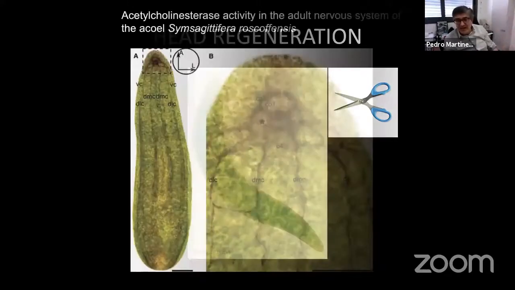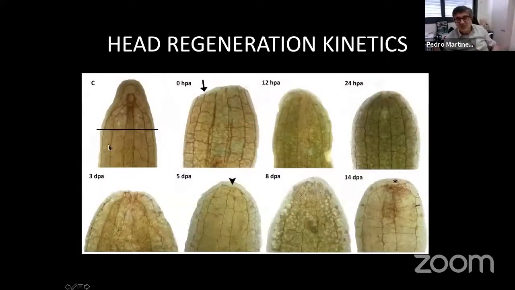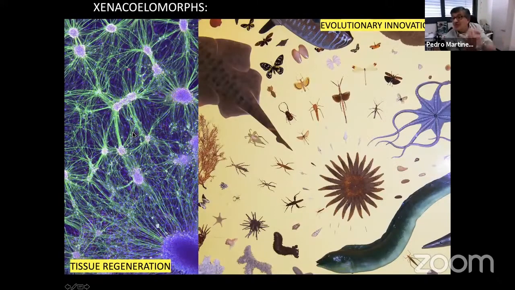This is another line of research we are following. But the important thing is, we are analyzing a process like regeneration, which is very interesting. And I wanted to finish by telling you that acoels have been very interesting to understand evolutionary innovation, in particular the radial to bilateral symmetry, but nowadays are also being instrumental in providing us details on regeneration and other processes of biomedical interest.